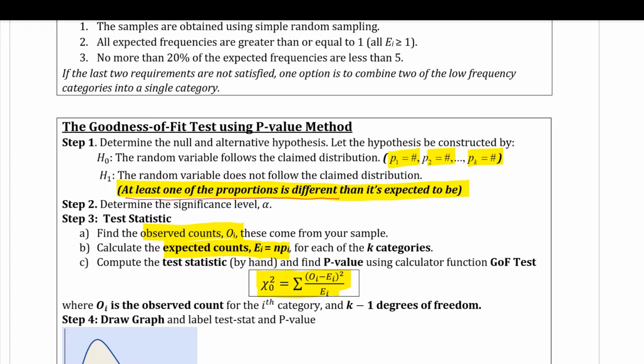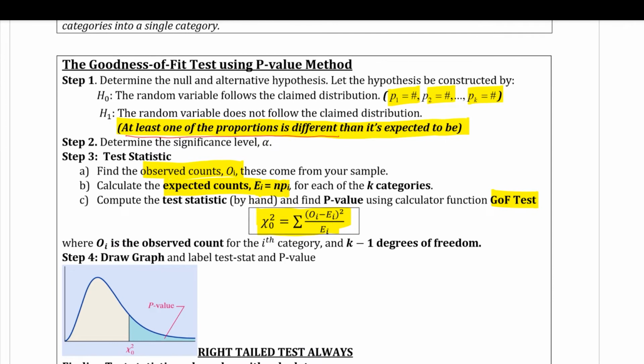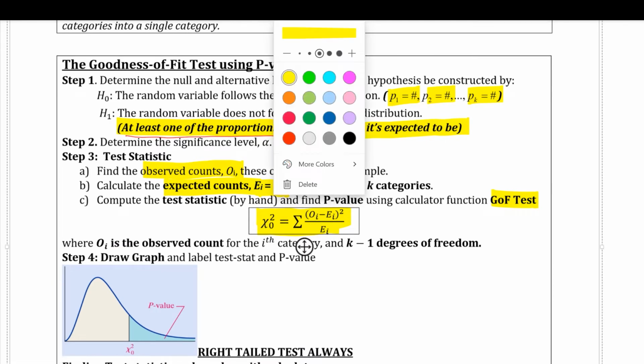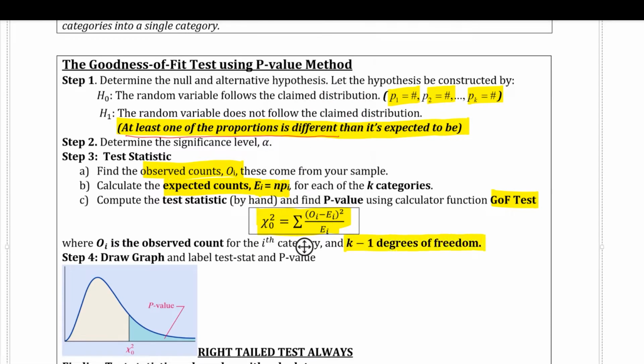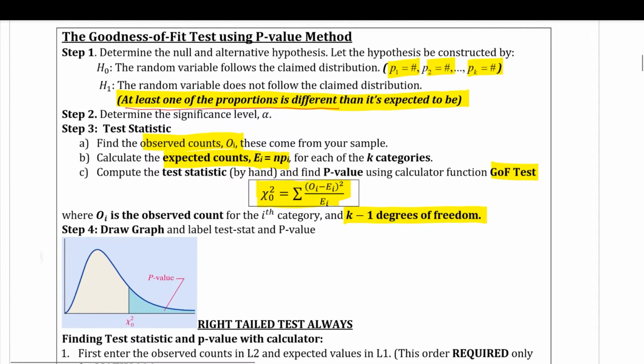To find the p-value for this, you'll need to use a function called GOF test in your calculator. Not all calculators have this function. If you have a TI-84 and above, you will have it. For those of you who have a TI-83 Plus, I'll show you the workaround. The degrees of freedom here are the categories minus 1. So if we have the 6-sided die, the number of categories is 6, and 6 minus 1 is 5, so 5 degrees of freedom.